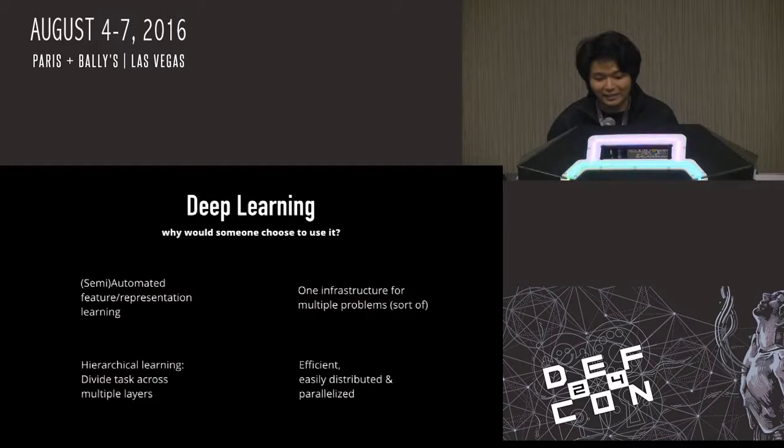The last thing is it's efficient and it's easily distributed and parallelized. If you're looking at algorithms like clustering, there's no straightforward way to really distribute it across systems, and when you're dealing with terabytes, petabytes of data, this is a problem. Of course, there's message passing algorithms that help clustering out with that, but they're a lot more complex. So deep learning allows you to distribute these problems up, distribute your infrastructure up, and distribute the computation.